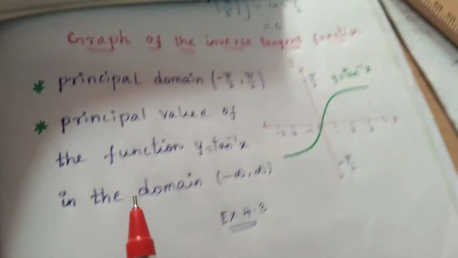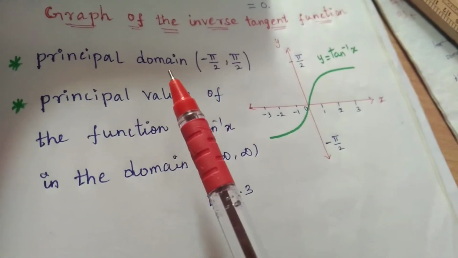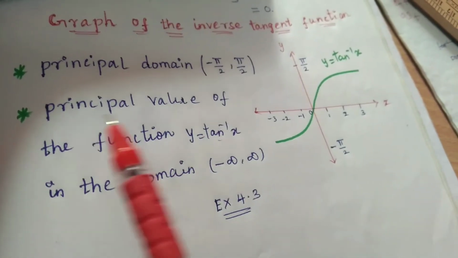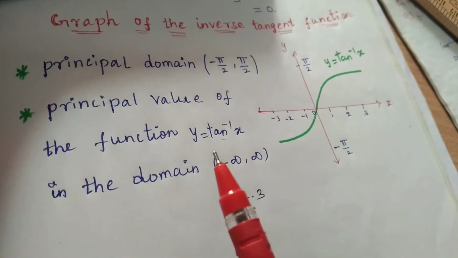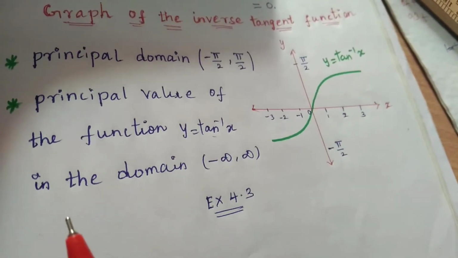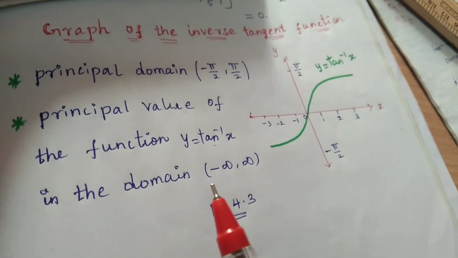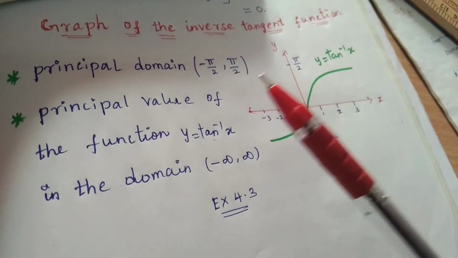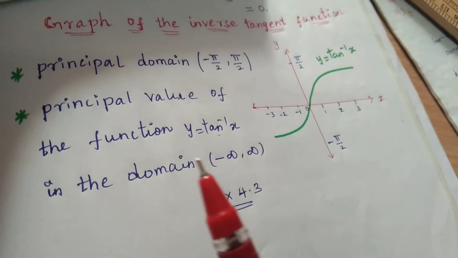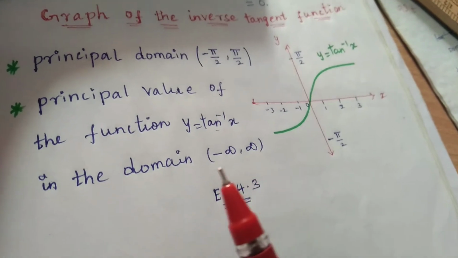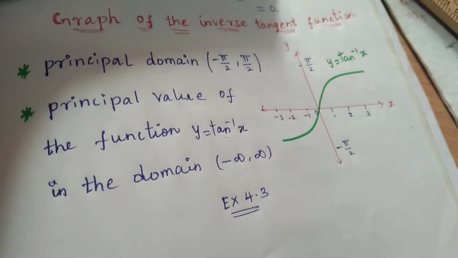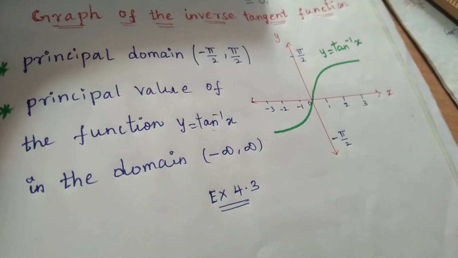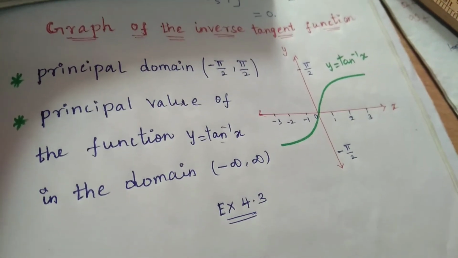Next we will see the principal domain, the open interval minus pi by 2 to plus pi by 2. The principal value of the function y is equal to tan inverse x is in the open interval minus pi by 2 to plus pi by 2, and the domain of y is equal to tan inverse x is minus infinity to plus infinity. This is the concept of the tangent function. Next we are going to exercise number 4.3.